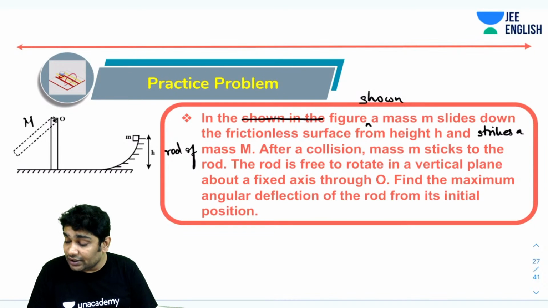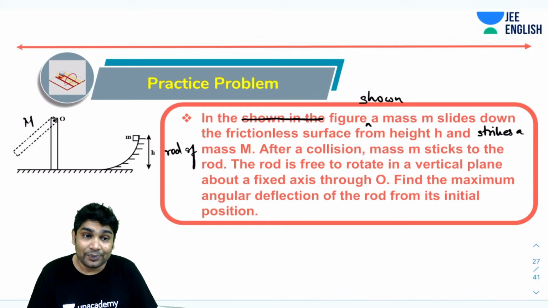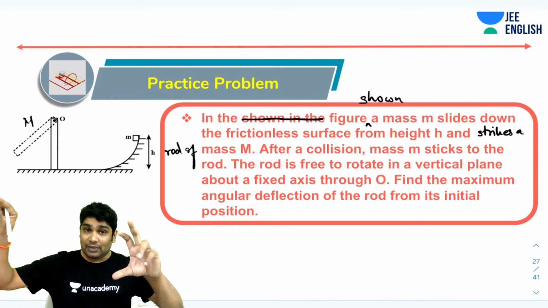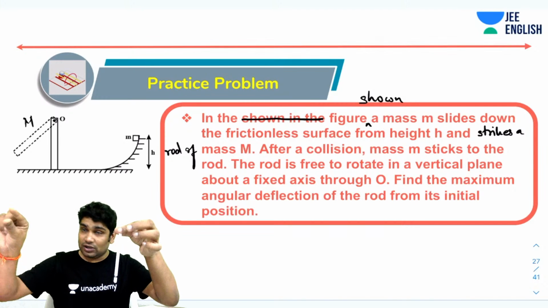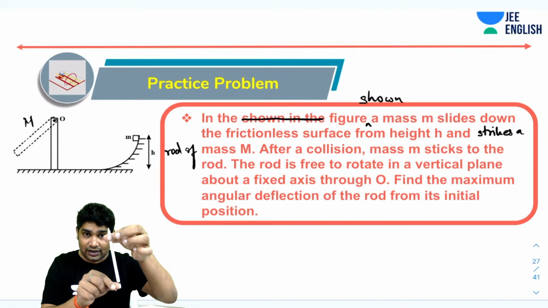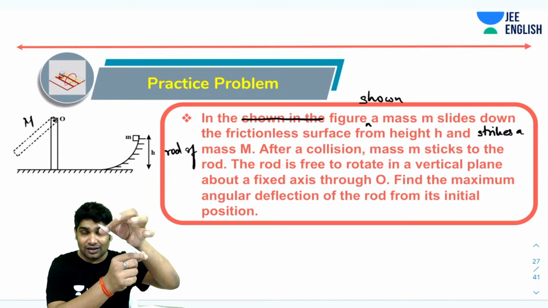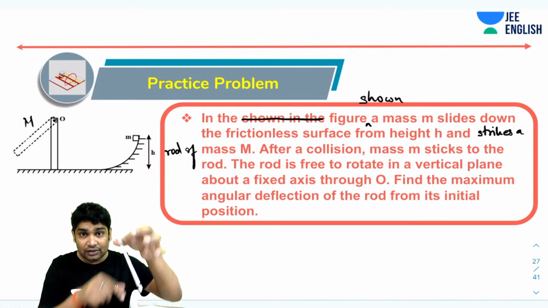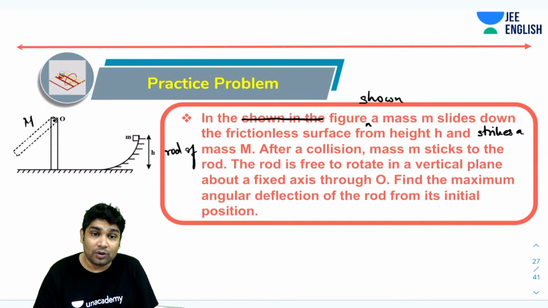After a collision, the mass m sticks to the rod and the rod is free to rotate in the vertical plane about an axis passing through O. Okay. You have to find the maximum angular deflection of the rod from its initial position. तो ये छोटा सा मास आया, ऐसे समझो, यहाँ से आके इसको टकराया, इस पे स्टिक किया, and this will go up to some angle. You have to find the maximum angle to which the rod will climb to.